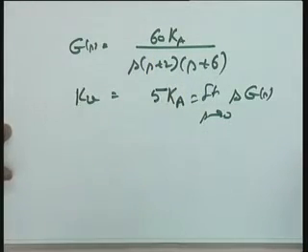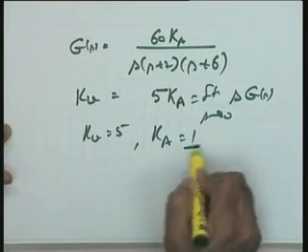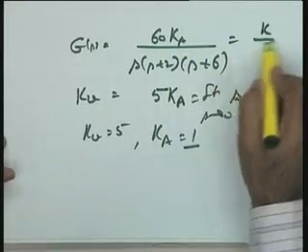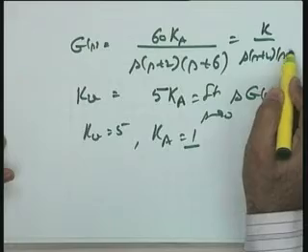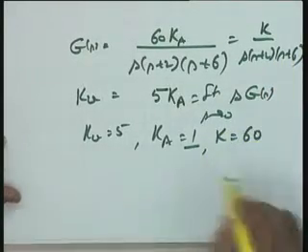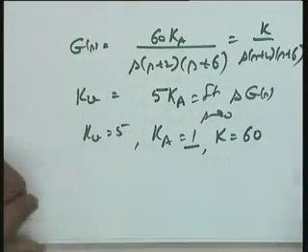Now, if your Kv requirement is 5, it means this requirement is satisfied by Ka equal to 1, or if I say K by s into (s plus 2) into (s plus 6), where K is the root locus gain, then this requirement is satisfied by K equal to 60. K is the root locus gain. So, now with K equal to 60 or Ka equal to 1, I am happy that my steady state requirements are satisfied, and Ka equal to 1 is a reasonable choice from the point of view of implementation, no saturation problems will occur.